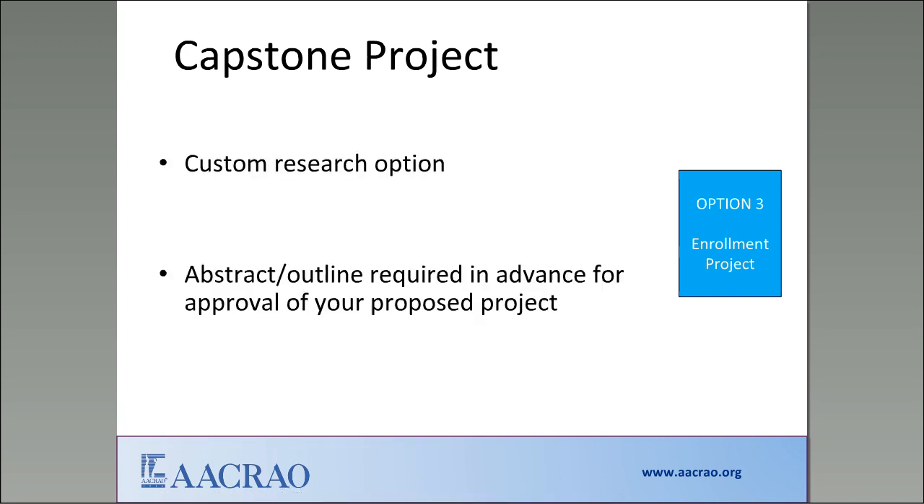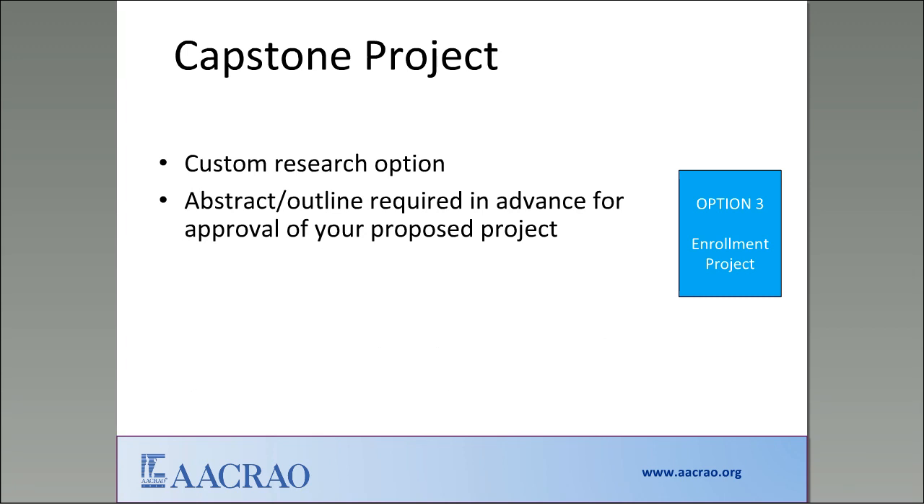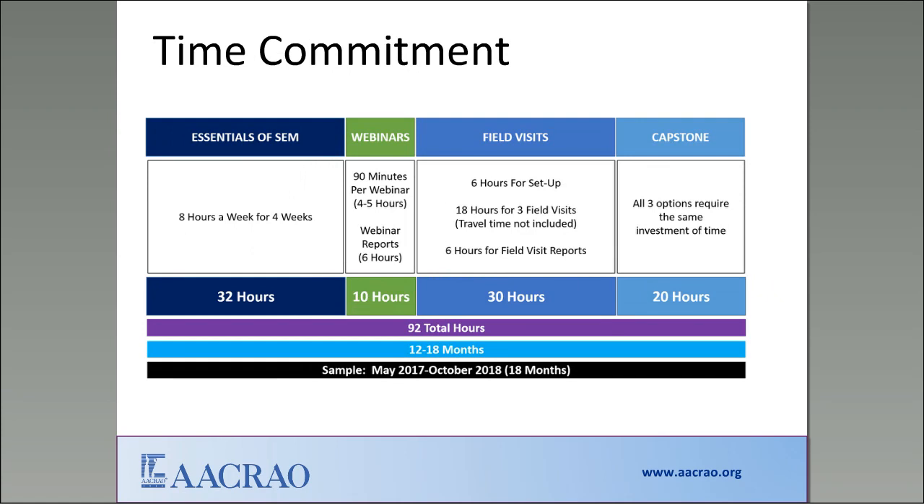It again is a custom research option, and we do require an abstract or an outline in advance so that we can approve your proposed project, just to make sure that it meets the rigor and the expectations and is similar to the other capstone options. Again, still a peer review is incorporated into this, and then we also ask for an institutional profile just to get a sense of the college or university.